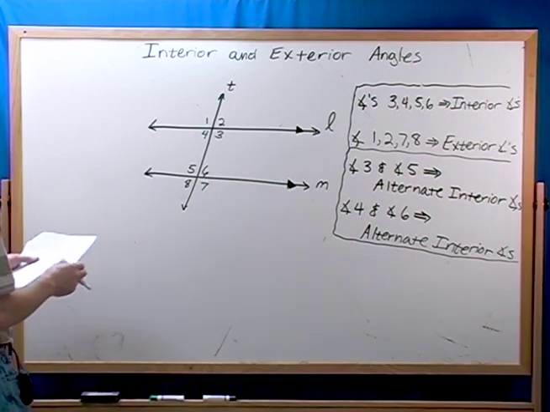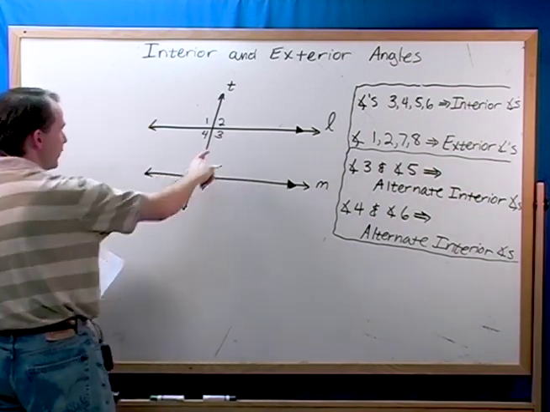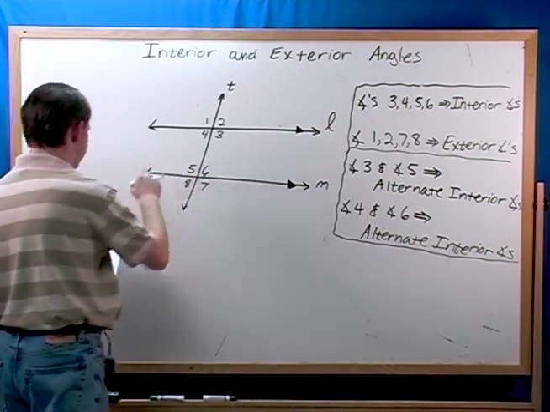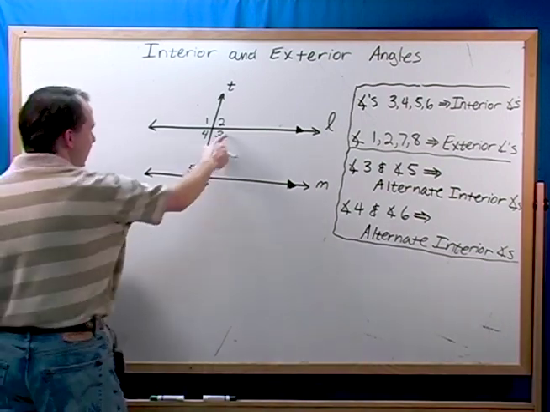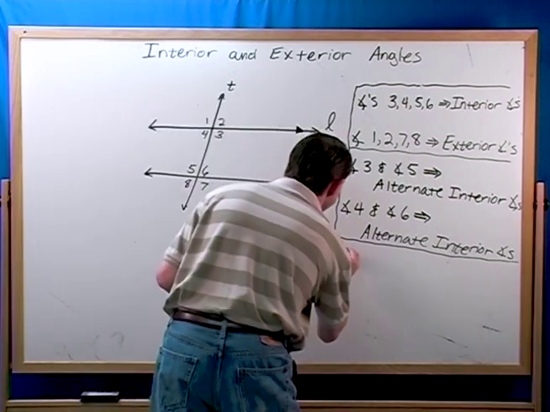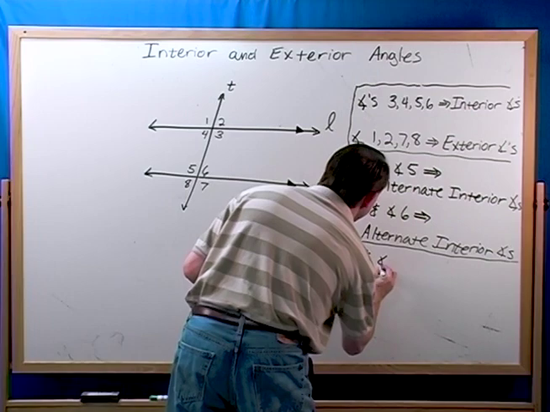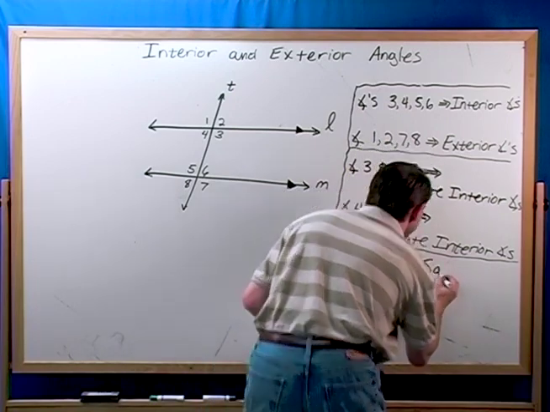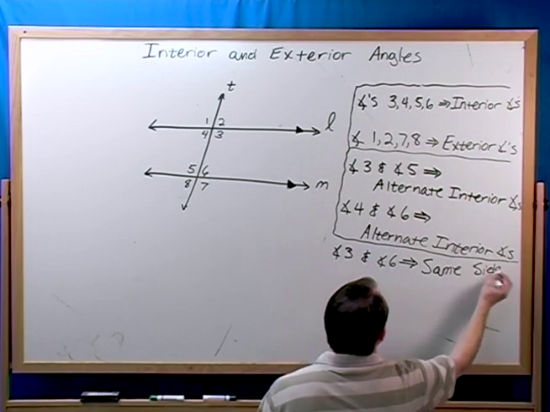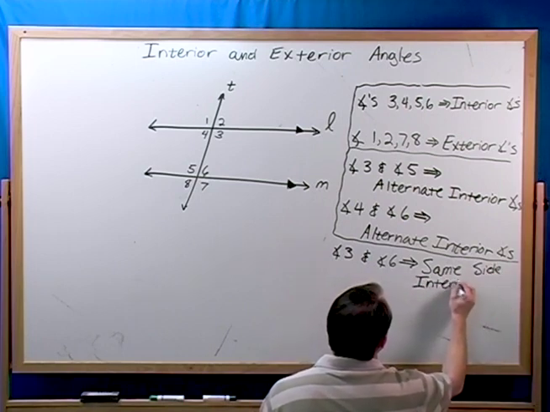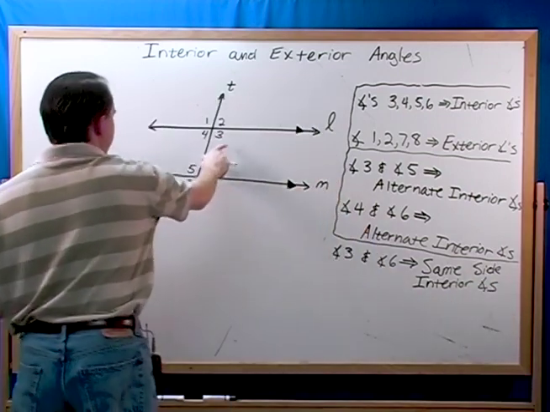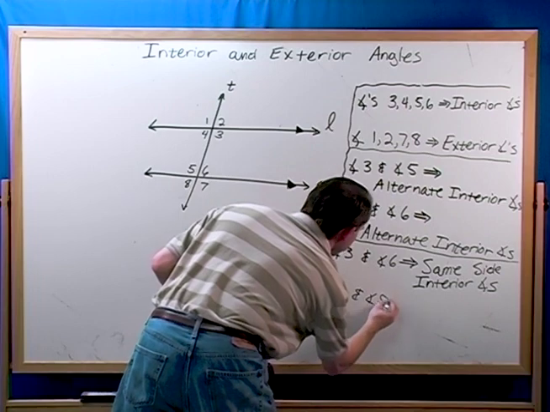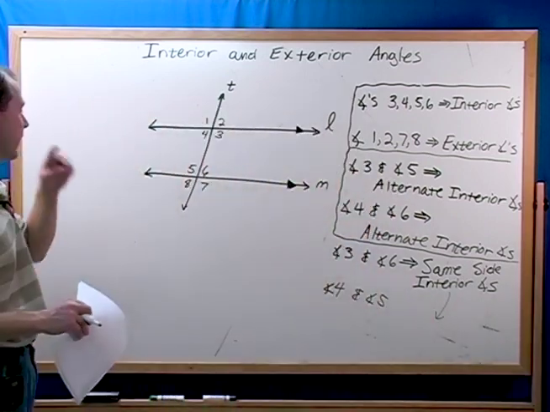The next thing I want to talk about: what do you think these two angles would be called? These types of interior angles, 3 and 6 and 4 and 5. Well, they're not alternate interior angles because alternate implies they're on the opposite sides of this transversal. So we just call those, plain and simply, same side interior angles. So I'm going to say angle 3 and angle 6 are same side interior angles. The same thing with 4 and 5. Angle 4 and angle 5, same side interior angles. So we've defined a lot of stuff here.